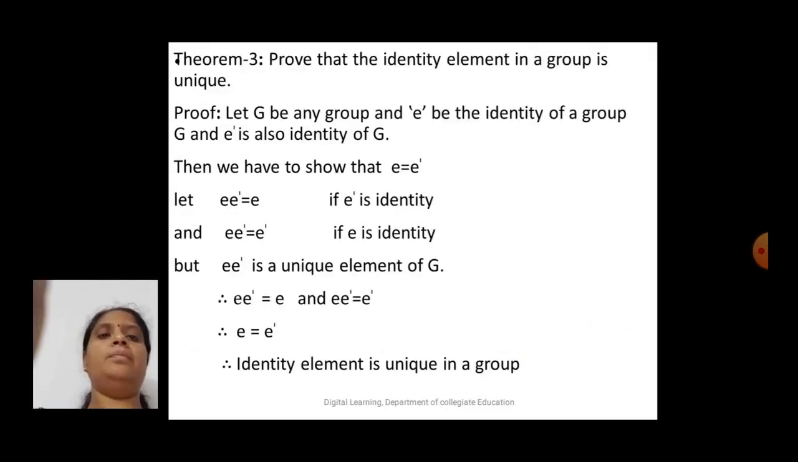The third theorem is again: the identity element in a group is unique. The identity element we are considering is e here. So we have to show it for e is equal to e inverse.